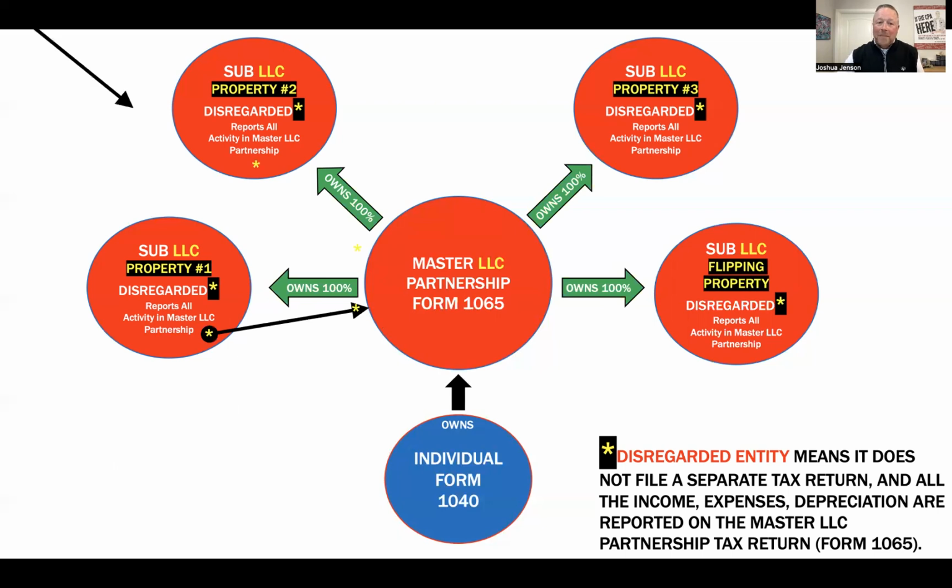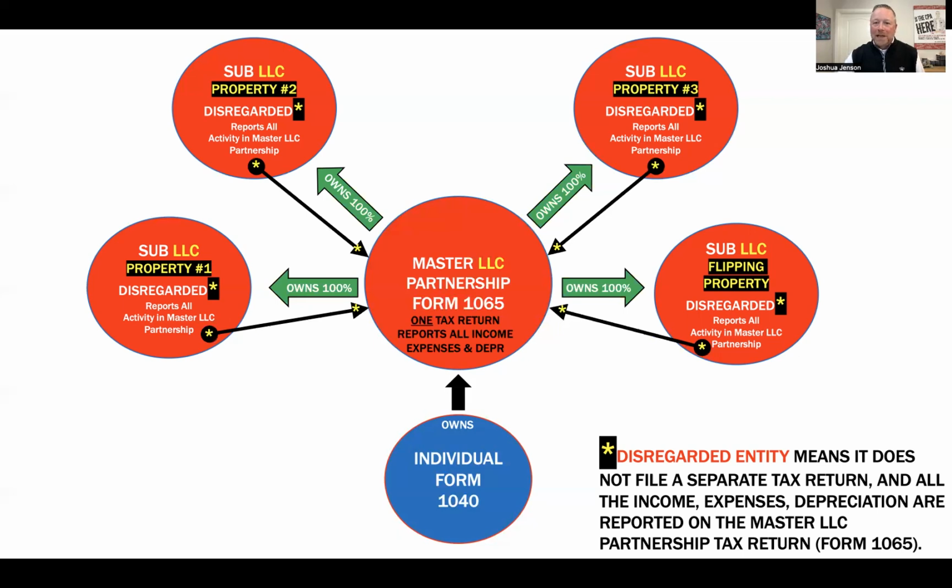Now, the income and the expenses, as well as the depreciation, is all going to be reported on that master LLC. Then there's going to be one tax return. This is where the ease comes in. There'll be one tax return that then is filed with the IRS. It includes all of the activities of all of the sub LLCs. And then whatever that net income is, that's going to be reported down at the individual level.